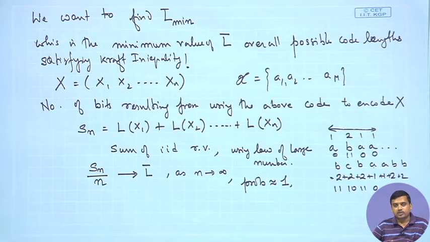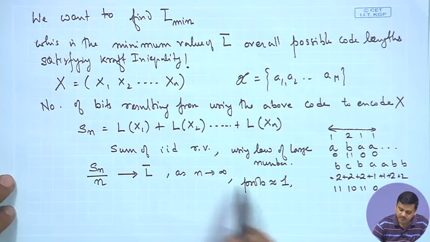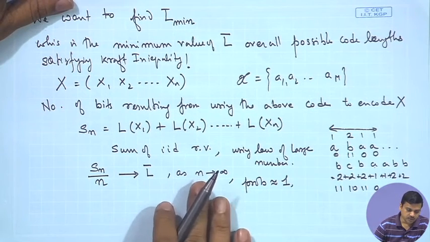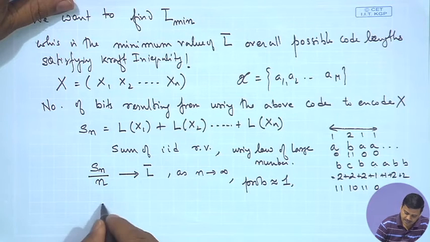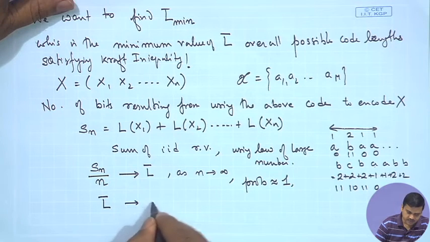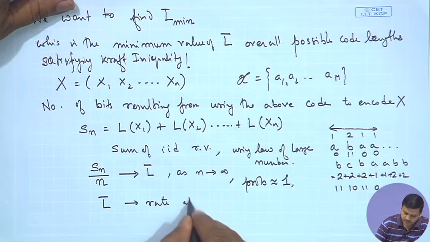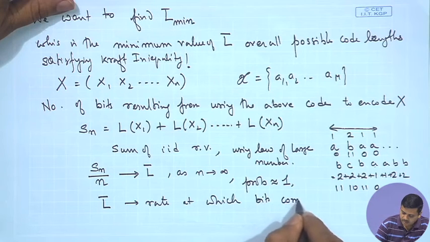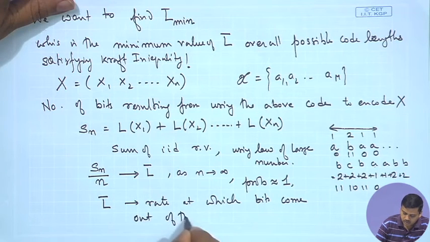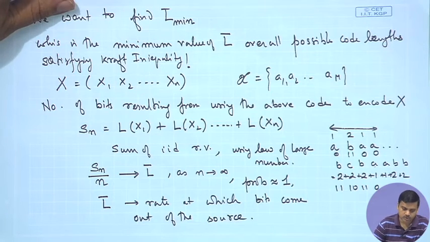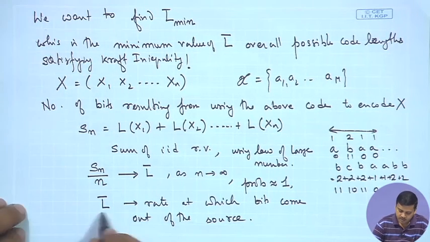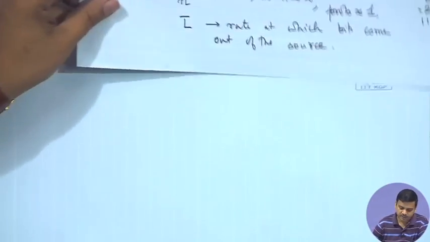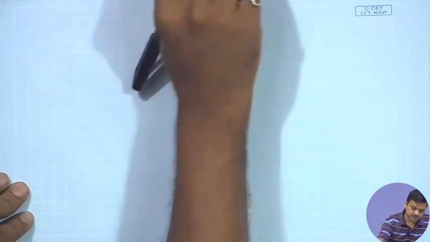So, you can do it like that. This is the law of large numbers approximately, and if n is very large, this holds with a very high probability. Now, using this, you can say that L bar, that what you have, is basically the rate at which the bits come out of the source, right. Since this is the average number of bits.